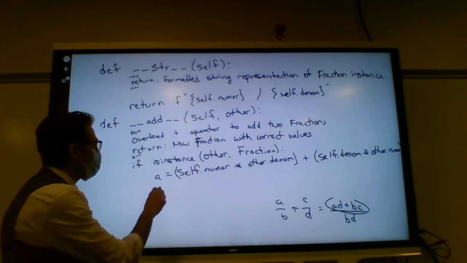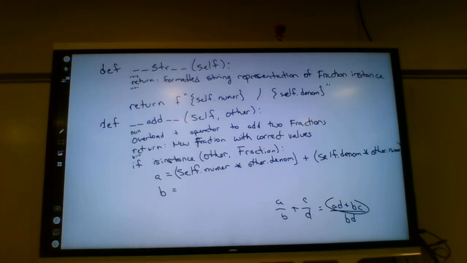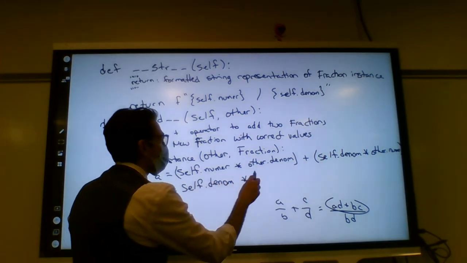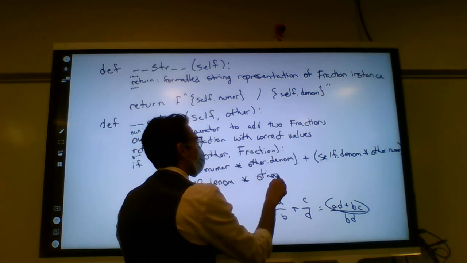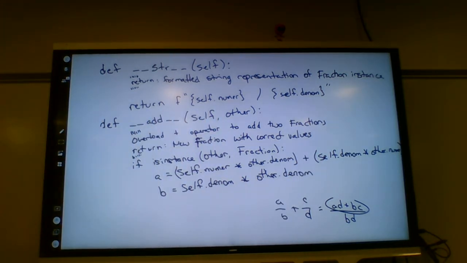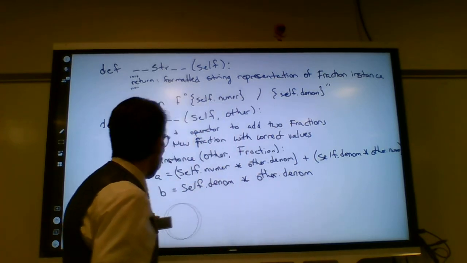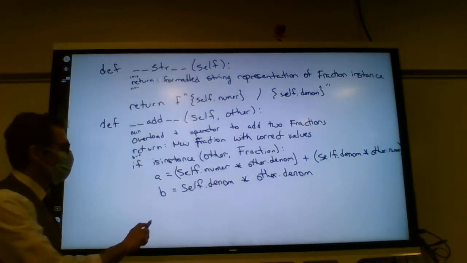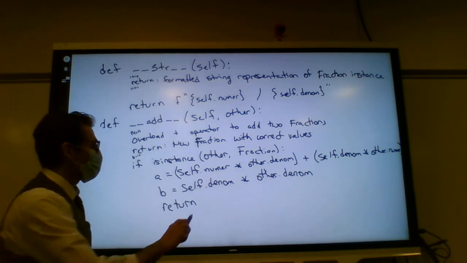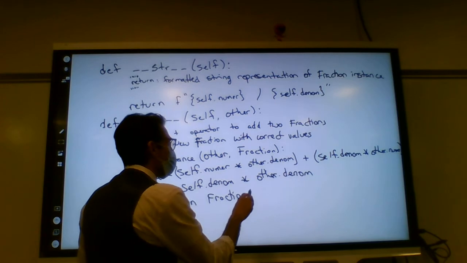Is that okay? Now we need to create the denominator. What does the denominator look like? What's B times D? What is B? Self.denominator. And D is? Other.denominator, or denom, right? Make sense? Then what are we going to do? Those are the values we want to send back. But what do we want to return? We don't want to return just the numbers. We want to return a fraction with those values.